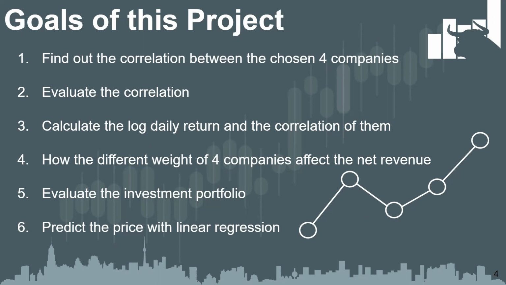After that, we will calculate the log daily return of each company and the correlation of them. We will show how the different weights of the four companies affect the net revenue and evaluate the investment portfolio. At last, we will use linear regression to predict the stock close price.